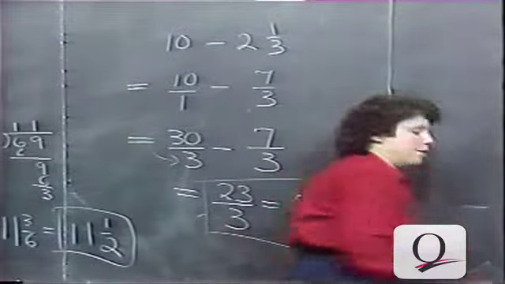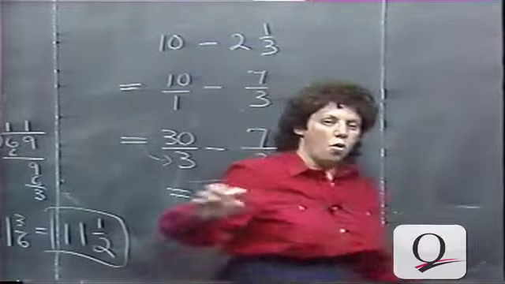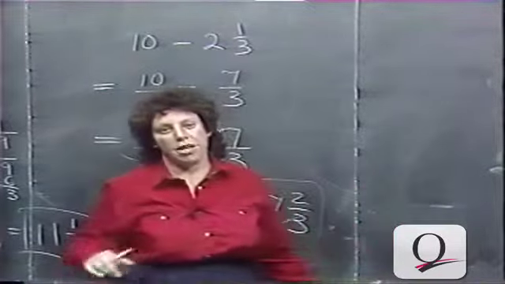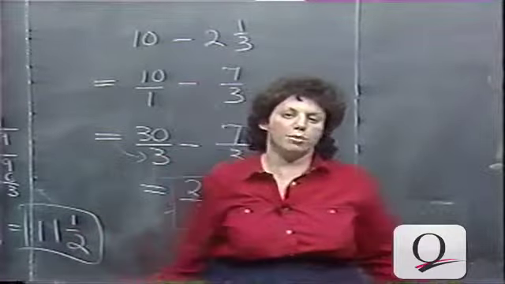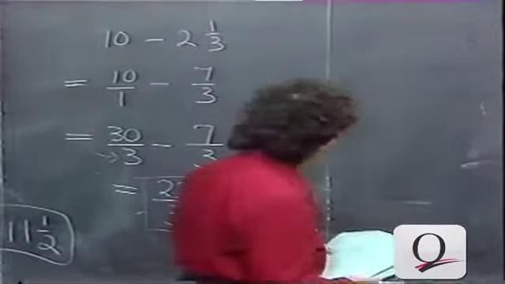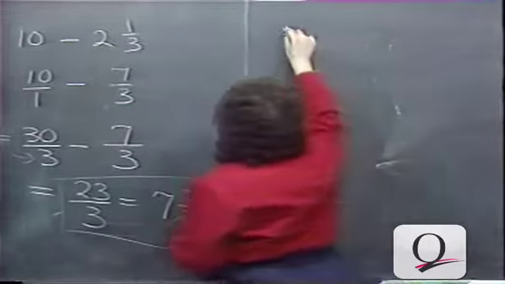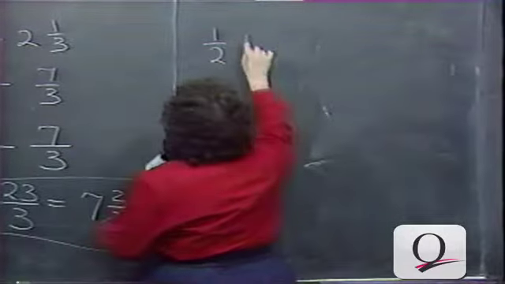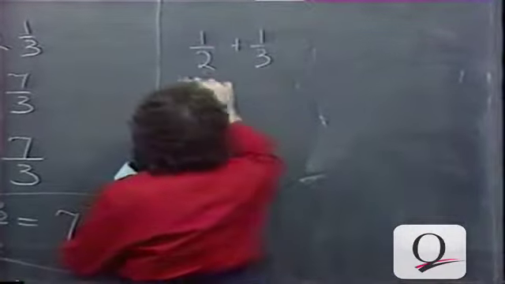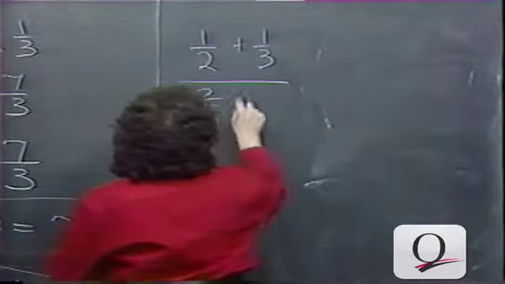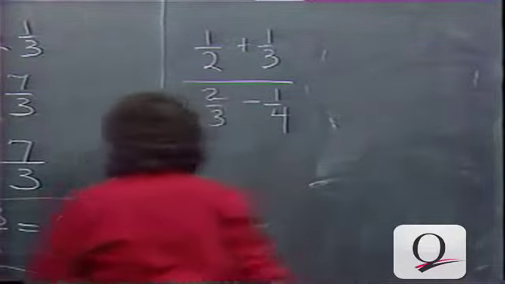Sometimes we have problems that involve all the arithmetic operations in the same problem. For example, addition, subtraction, multiplication, and division of fractions all in one. Let's look at a typical example. 1/2 plus 1/3 over 2/3 minus 1/4.